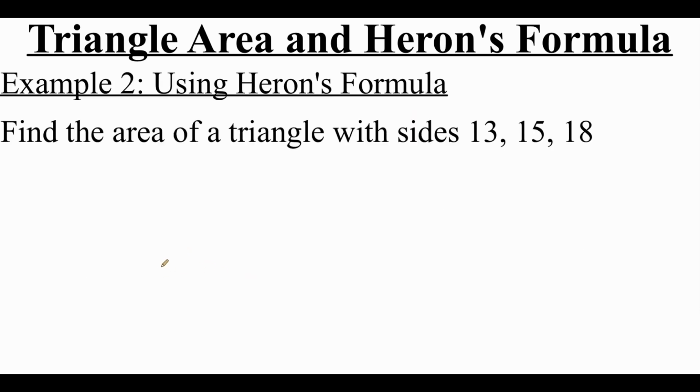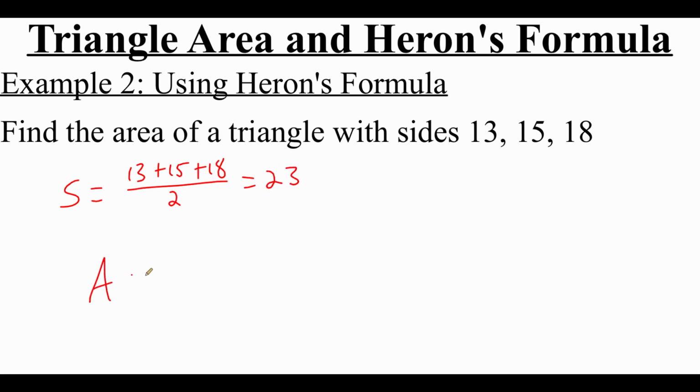So as we take a look at this example, we're going to use Heron's formula to find the area of a triangle with side lengths of 13, 15, and 18. So the first thing we want to calculate is the semi-perimeter. So we're going to take the 3 lengths that we were given for our triangle, add them together, but then divide by 2. Now when we do that, we should get 23 as our semi-perimeter.